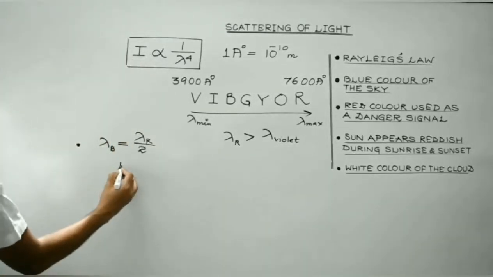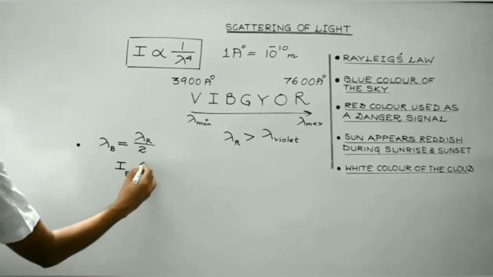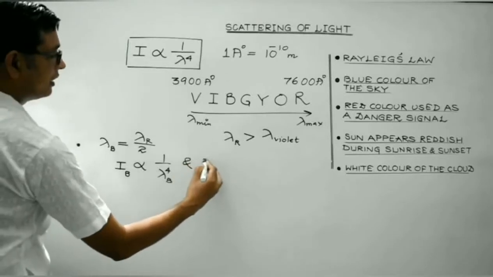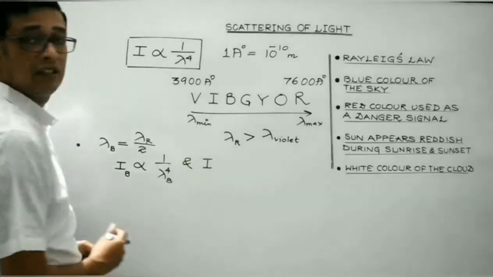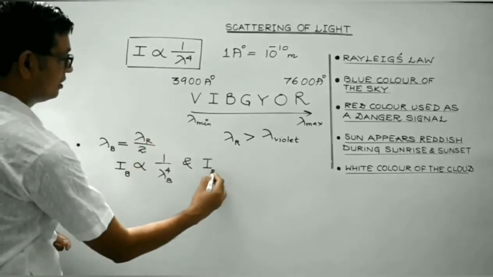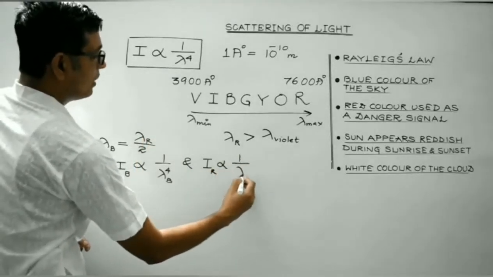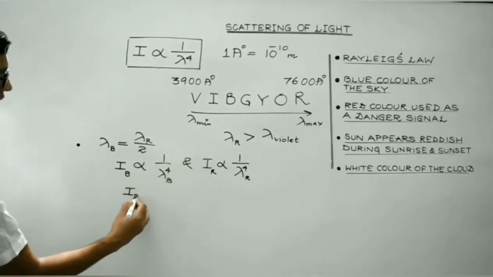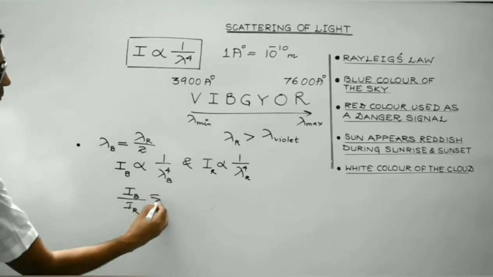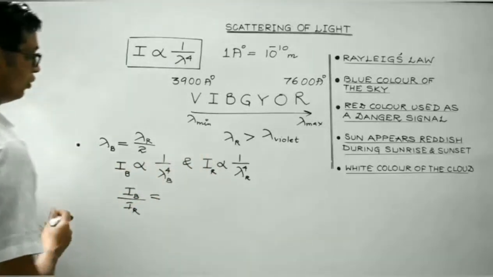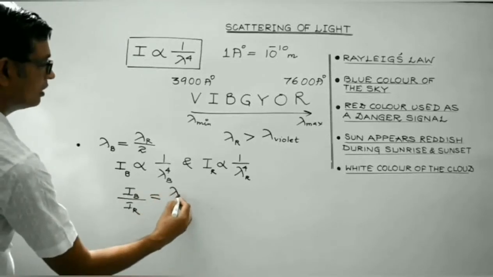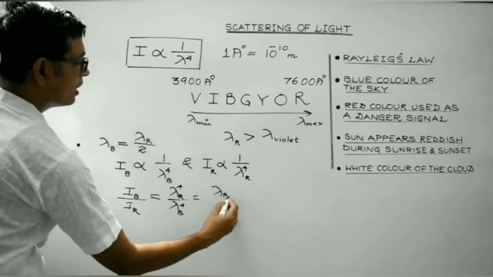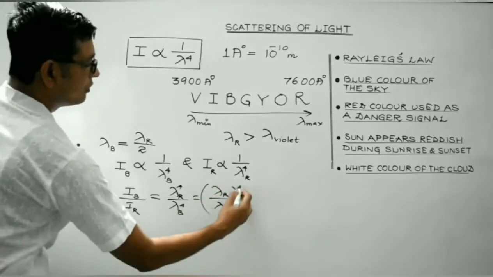So what you do is, for blue color, the intensity will be proportional to 1 by lambda B to the power 4, and the intensity of the scattered light corresponding to the red color will be proportional to 1 by lambda R to the power 4, right? If you divide these two, what you get is I_B divided by I_R. The proportional sign will get eliminated. So what is left is lambda R to the power 4 divided by lambda B to the power 4. That is, lambda R divided by lambda B, all to the power 4.